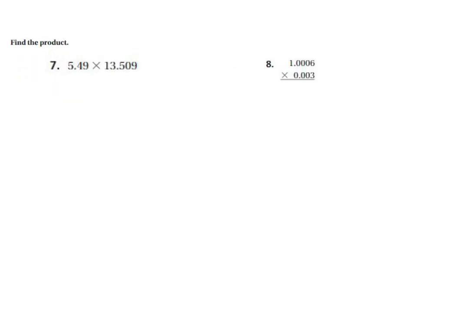For question number 7, we are just going to multiply. Right off the bat, we're going to see that there are 5 digits that will come after the decimal point. So then we can just multiply 13509 times 549.